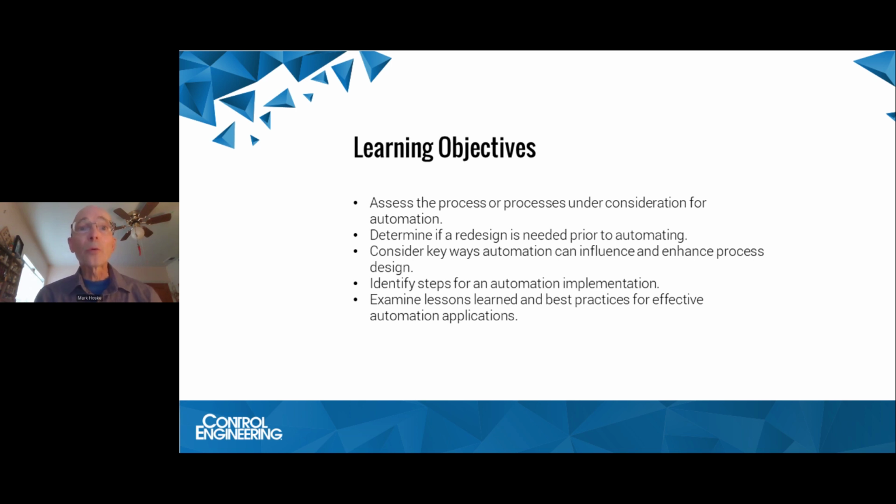Learning objectives for this course are to assess the process or processes under consideration for automation, determine if a redesign is needed prior to automating, consider key ways automation can influence and enhance process design, identify steps for an automation implementation, and examine lessons learned and best practices for effective automation applications.